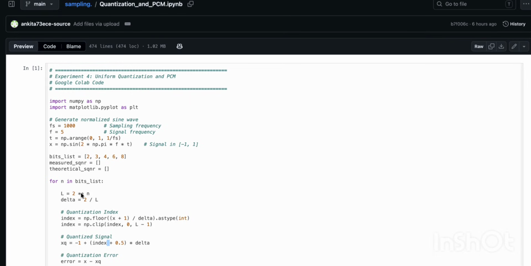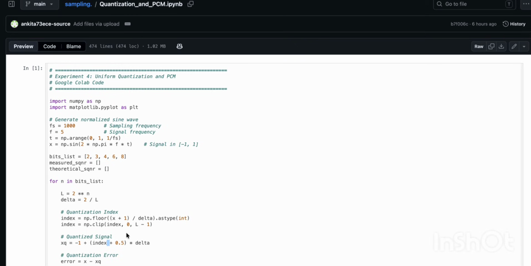The number of quantization levels is calculated as 2 raised to the power n. For example, 2 bits provide 4 levels, 3 bits provide 8 levels, and 8 bits provide 256 levels. Since the signal ranges from -1 to +1, the total amplitude range is 2. Dividing this range by the number of levels gives the quantization step size.